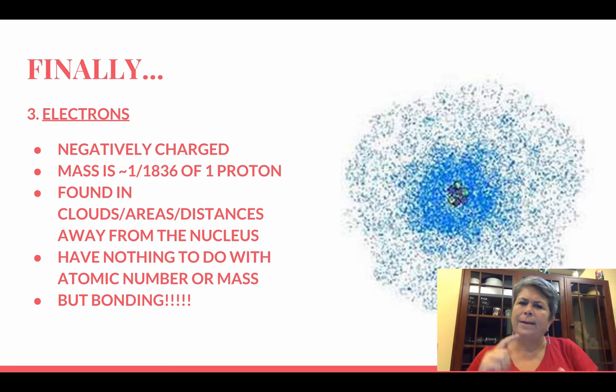Scientists used to think that electrons really traveled in a set orbit, almost like the Earth's orbit around the sun. But we know now through research that they're really not regular at all. They're very erratic. They're all over the place. They're constantly moving. And some of them have higher energy than others. So that's going to be key to understanding bonding a little bit later on in the unit.